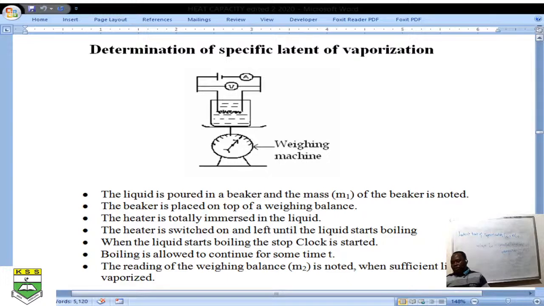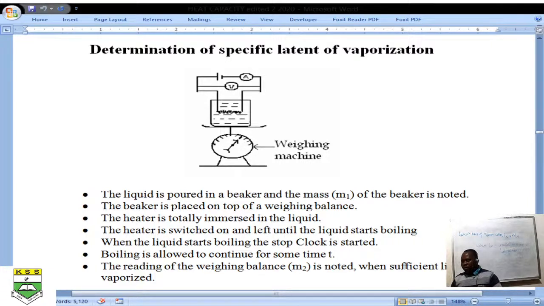That is the weighing machine. Then the beaker is placed on top of the weighing balance. They are saying that the beaker is placed on top of the weighing balance, and then the heater is totally immersed into the liquid.